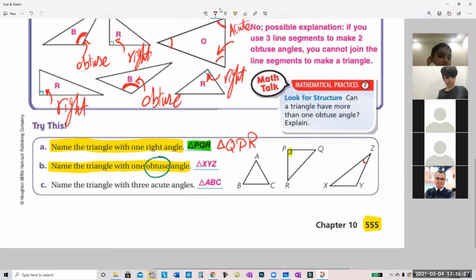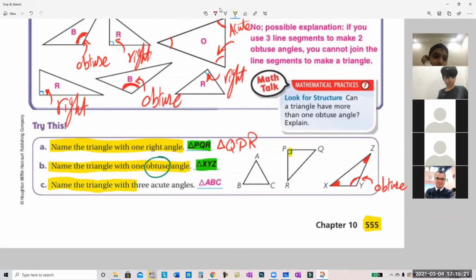So we have this acute angle, and we have acute here, but here we have an obtuse. So that's our obtuse triangle. So the obtuse triangle is triangle XYZ. Okay, let's move to the next one, letter C.